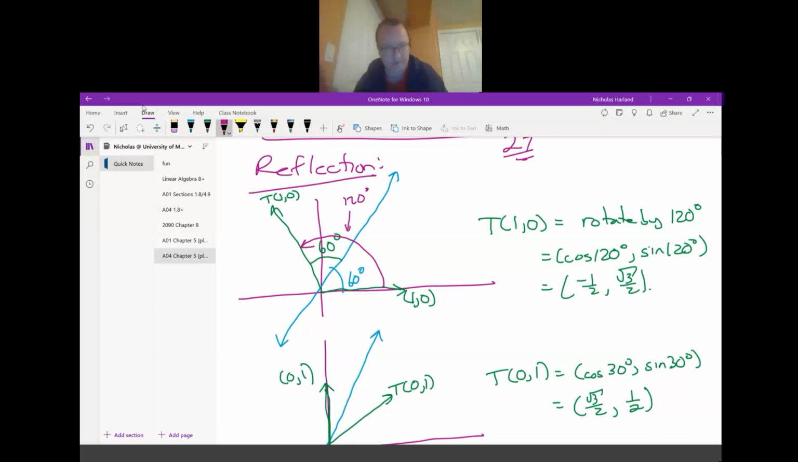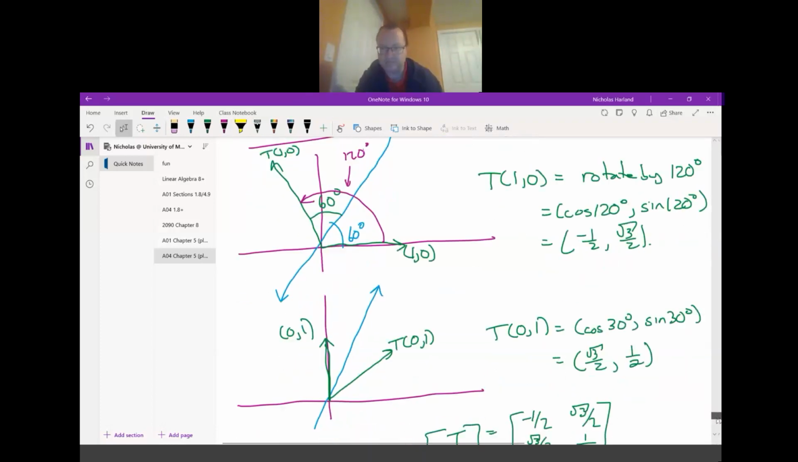That's probably the one that makes the most sense. I'm not saying it makes sense, but the most sense of the two. So that's 120 degrees. Hence the cos 120, sine 120.